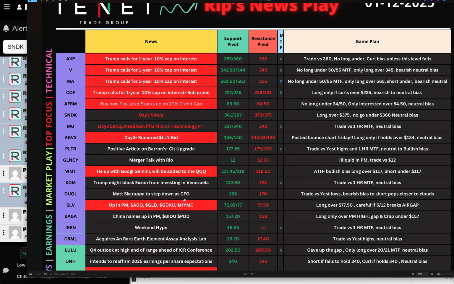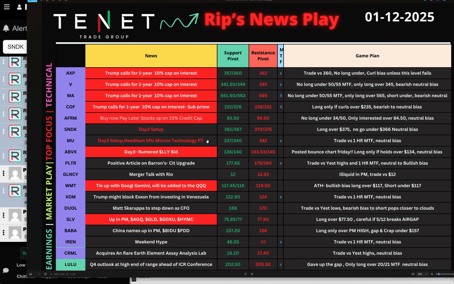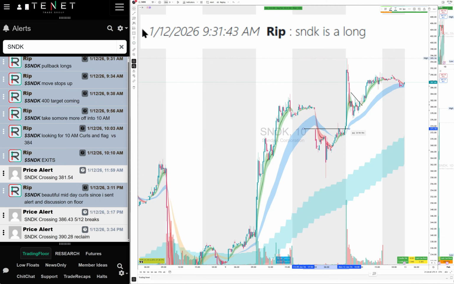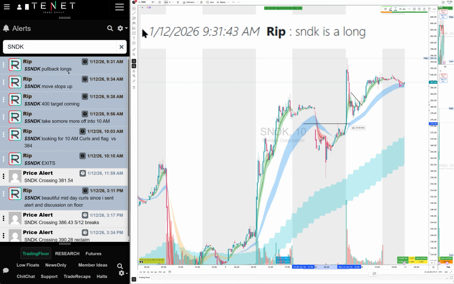So SNDK, day 3 setup. Day 3, it's the third day of the running. Long over 375, no go under 366. So as soon as you see that 375 breaking out, you take it long right away. That's why I told the trader it's a long. If you missed it, you got to watch on the pullback. Ideally, it didn't really give any pullback.